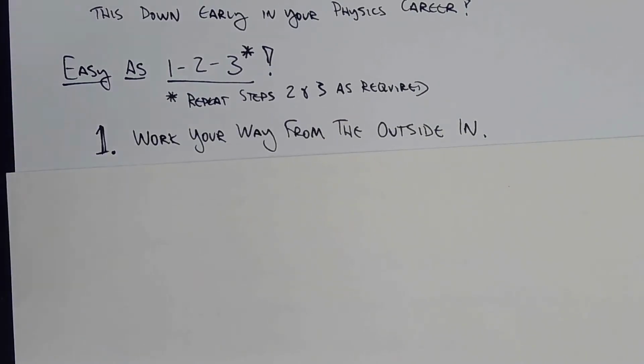Step number 1. Now this is my personal experience, but I have found that at the introductory level, it is best to work your way, as I say, from the outside in. If the variable you want to isolate, meaning solve for x, let's say, if x is buried deep in the formula, you can't just reach in and rip x out. You have to eliminate the other variables around it until you get to it.